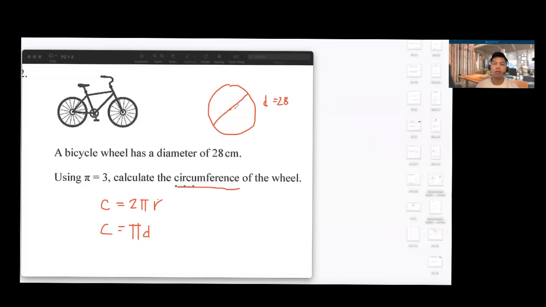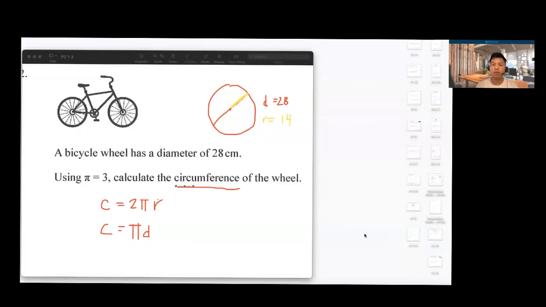And then radius will be half of that. So radius will be this one. Let me change the color. That's the radius, the yellow one. So radius would be half of that, 14.